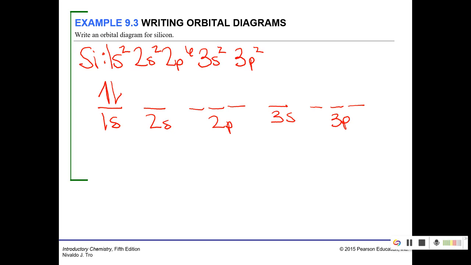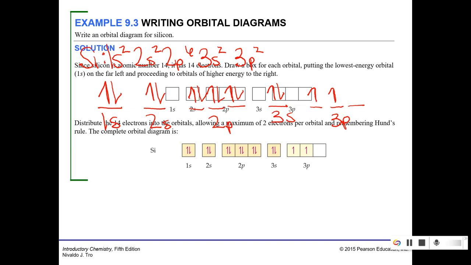Okay, so I know 1s has 2, I go up, down. 2s has 2, I go up, down. According to Hund's rule, for p, they need to go up, up, up, and then you pair them down, down, down. They are full, but it's good practice to go up, up, up first, so you don't mess that up later. Okay, 3s is full. 3p, there are 2. They go up, up. That is how we draw them. That is silicon.